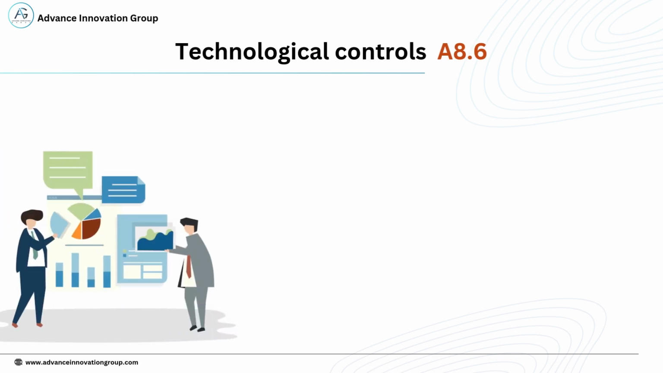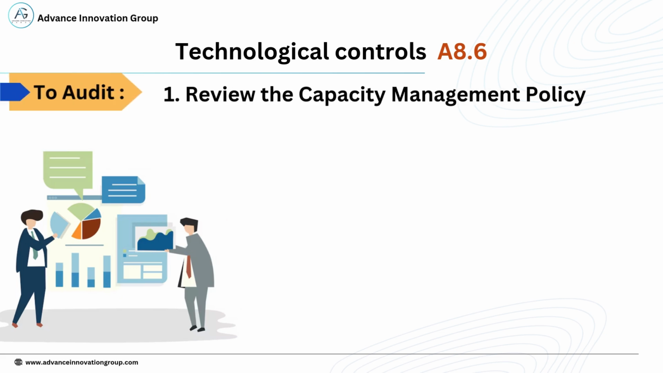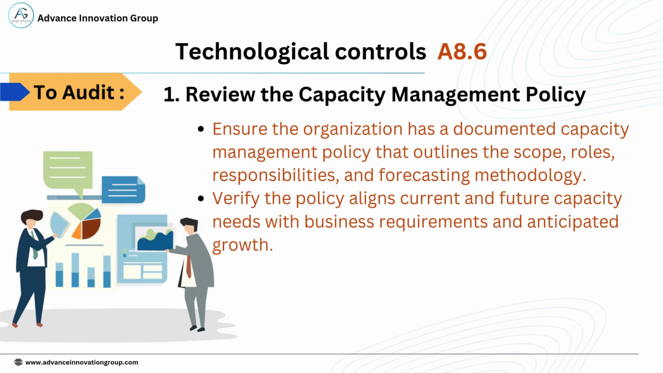Technological controls A 8.6. To audit 1. Review the capacity management policy. Ensure the organization has a documented capacity management policy that outlines the scope, roles, responsibilities, and forecasting methodology. Verify the policy aligns current and future capacity needs with business requirements and anticipated growth.